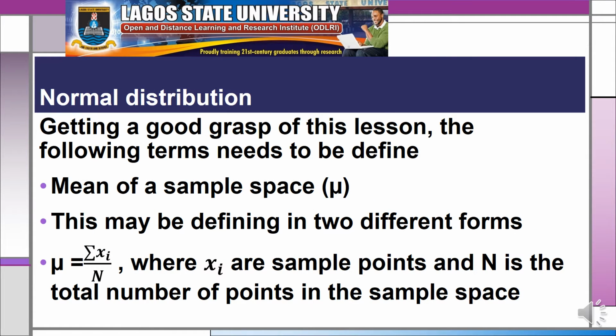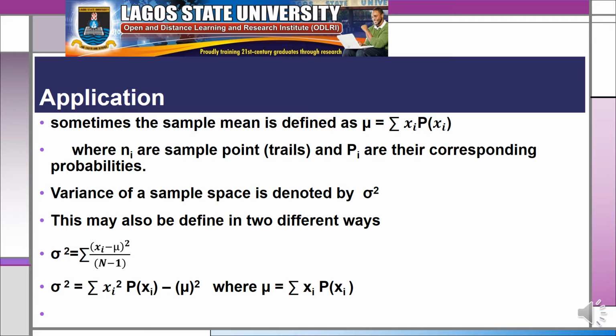To get a good grasp of this lesson, the following terms need to be defined. Mean, which is denoted by mu, of a sample space. This may be defined in two different forms. One, mu equals summation xi divided by n, where xi are the sample points and n is the total number of points in the sample space. Sometimes the sample mean is defined as the summation of xi times the probability p of xi, where xi are sample points as trials and the p of xi are the corresponding probabilities.